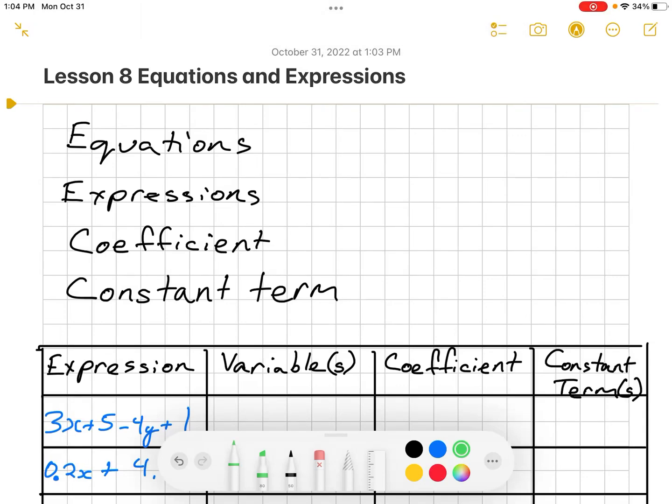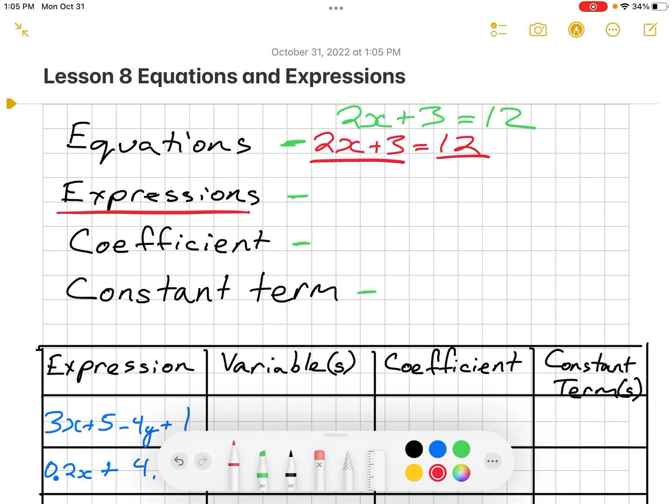All right. I'm wanting examples of what an equation is, how it's different from an expression, what a coefficient is, and the constant term. So if I have 2x plus 3 equals 12, the equation, I'm going to write this in red, is the whole thing. 2x plus 3 equals 12. So it shows the balance of both sides. The expression is just the beginning part here.